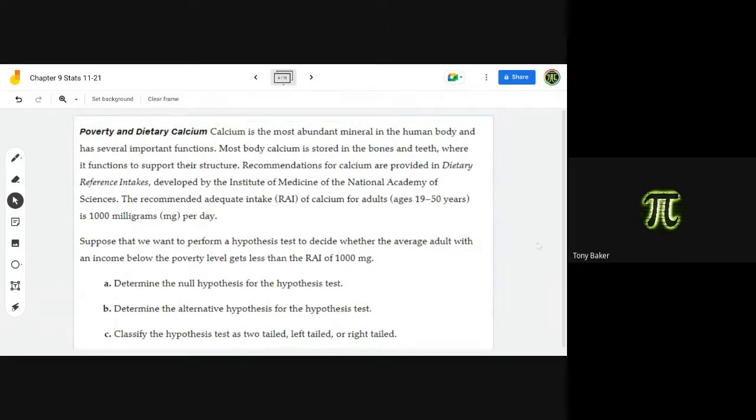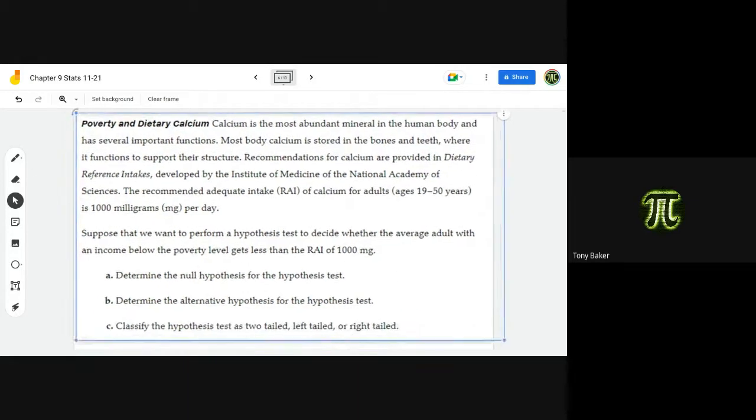All right. So we've got the recommended adequate intake of calcium for adults is 1,000 milligrams per day. Suppose we want to perform a hypothesis test to decide whether the average adult with an income below the poverty level gets less than the required adequate intake of 1,000 milligrams. So what's my null hypothesis for this one? Yep. So this one's 1,000.